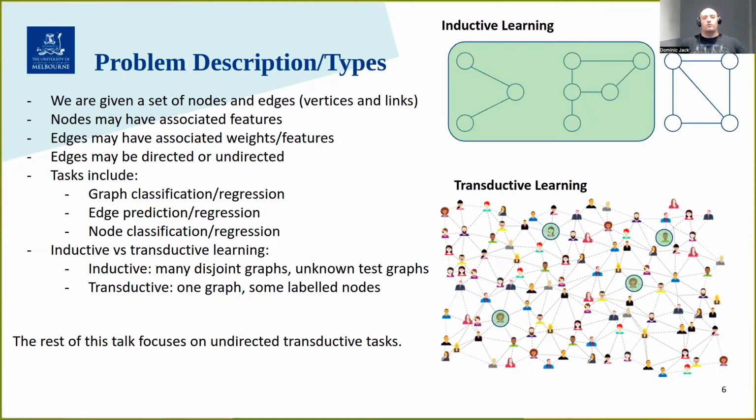Transductive tasks, on the other hand, have one graph, right, and some labeled nodes. So if we look at this graph here, maybe we know lots about these 4 people because we've gone and paid them some money to give us lots of data about them. And we try and use that data to infer similar properties about all the unlabeled people.